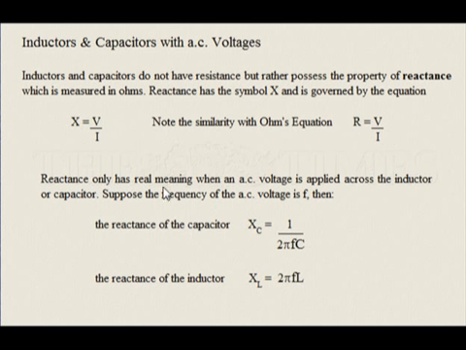Reactance only has real meaning when an AC voltage is applied across the inductor or capacitor. Suppose the frequency of the AC voltage is f, then the reactance of the capacitor, Xc, equals 1 divided by 2 pi f C. The reactance of the inductor, Xl, equals 2 pi f L.